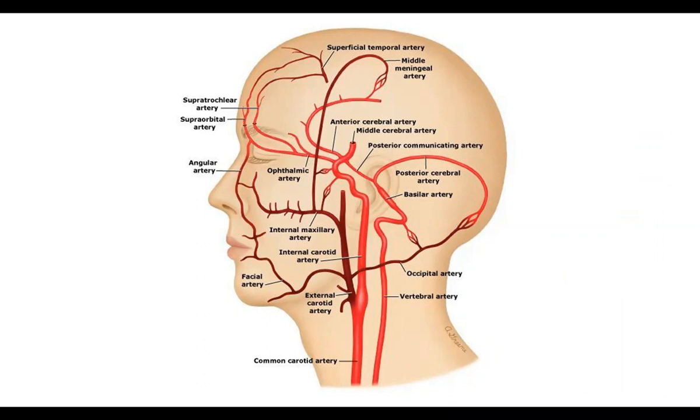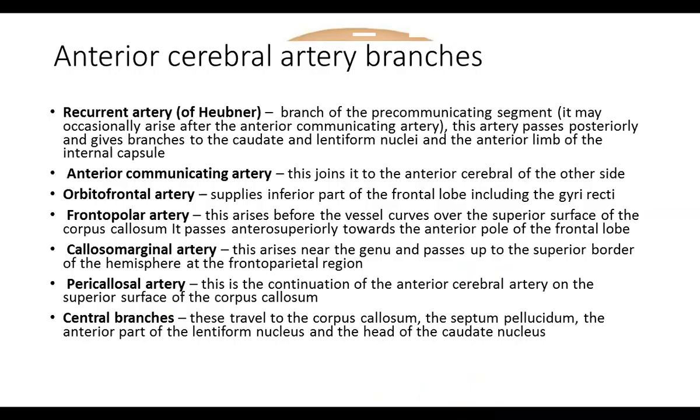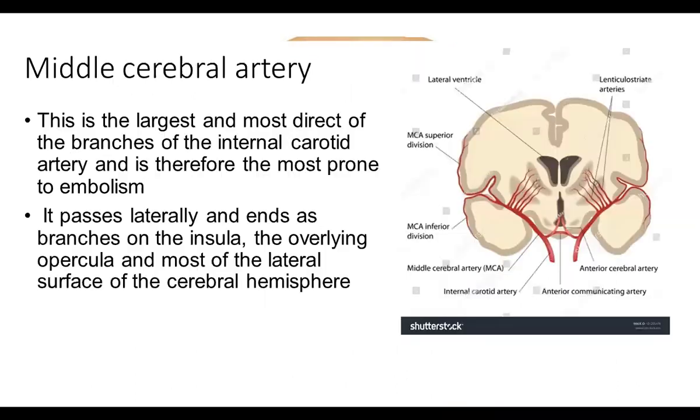The branches of the anterior cerebral artery are the anterior communicating artery and the recurrent artery of Heubner, the frontoparietal artery, orbitofrontal artery and frontopolar artery, callosomarginal artery, pericallosal artery, and central branches. This travels over the corpus callosum.